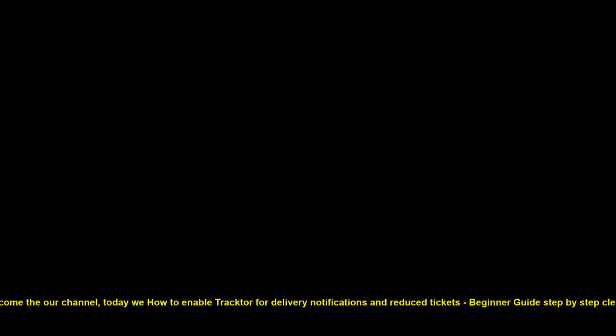Step by step, clearly. To enable Tracktor for delivery notifications and reduce tickets, start by logging into your Tracktor account. Once logged in, navigate to the dashboard. Look for the settings icon in the top right corner and click on it. In the settings menu, locate the notifications section. Click on notifications to open the configuration options.